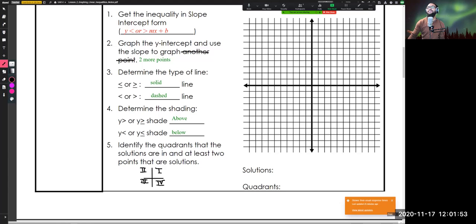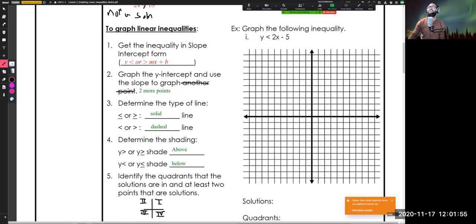So let's actually look at an example. This example here to the right says graph the following inequality. So first, we're going to get the inequality in slope-intercept form. This one also already happens to be in slope-intercept form, so we don't have to do that step. If you want to continue doing it the way we did yesterday, we can identify our slope first and our y-intercept, so that way we know what we're going to be doing.